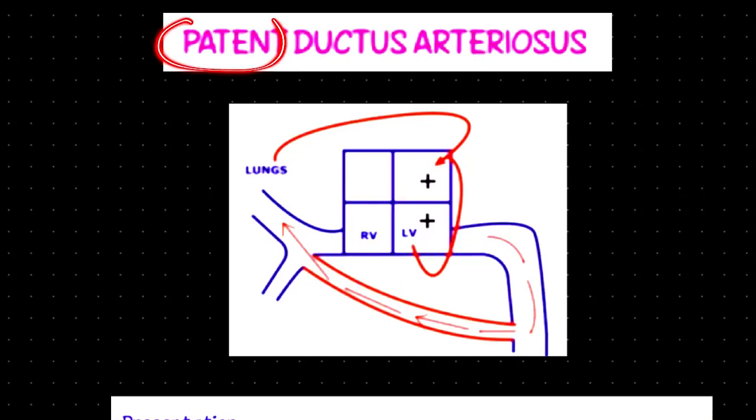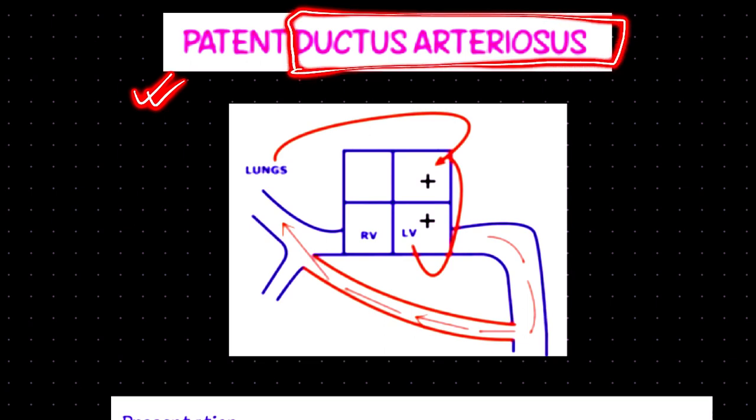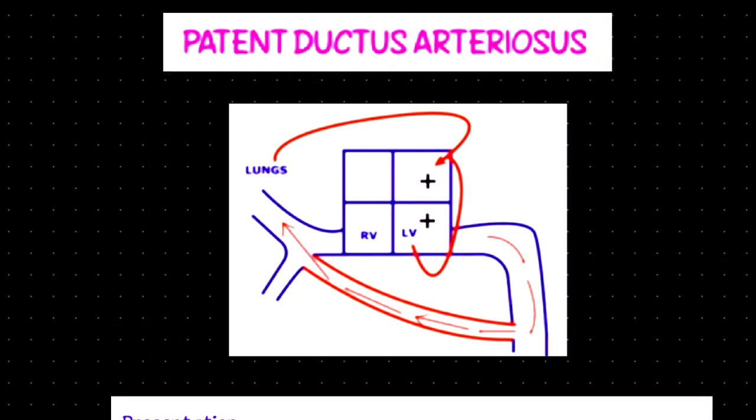The topic of discussion is patent ductus arteriosus. From the title it is clear that the ductus arteriosus, which functions before birth, is patent. It is not closed, it is patent. That's all. In this schematic diagram we can see the atria, and the ones below are our ventricles.